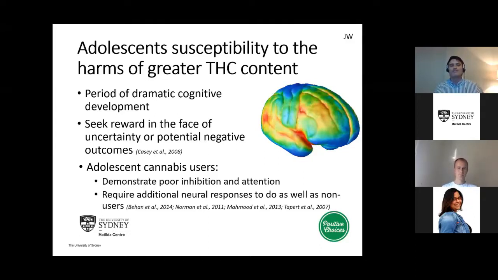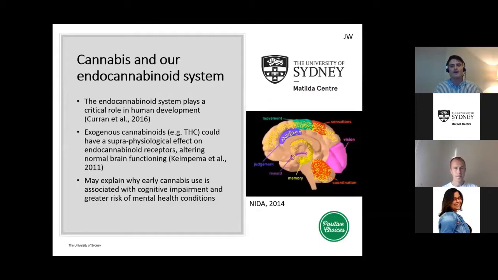Now, it therefore might not be surprising that adolescents that use cannabis at an early age demonstrate poorer inhibition and attention, as well as requiring additional neural responses to do as well as non-users. Overall, this suggests that sensation seeking and deficits in inhibition and attention may serve as risk factors for early age cannabis use. But cognitive deficits may not just be a risk factor, but they also may be a consequence of early cannabis use. And this may be due to the impact that early age cannabis use has on the endocannabinoid system.